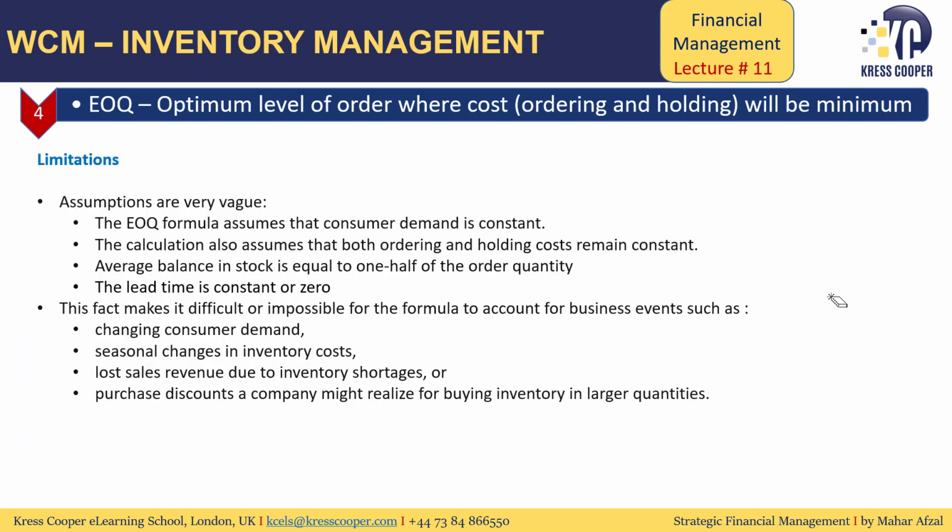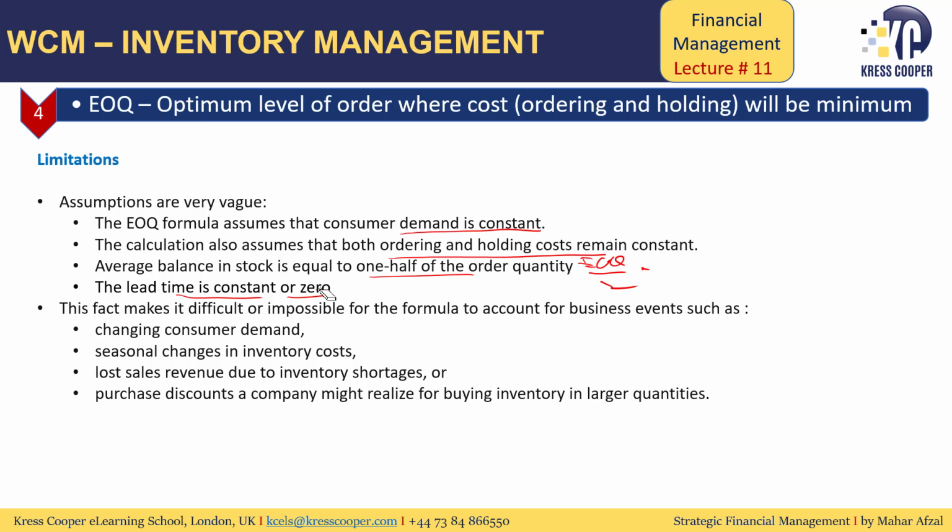There are some limitations of this model. First of all, the assumptions are very vague. It's not possible that annual demand will remain constant, or that ordering and holding cost will remain constant. It's not possible that every time the average inventory held in stock is equal to 50% of the EOQ. Moreover, lead time can be different. It will not be zero as well. So the assumptions are quite vague.